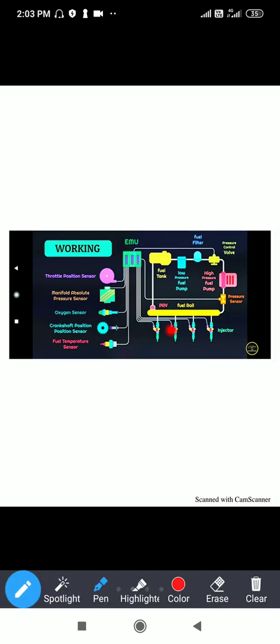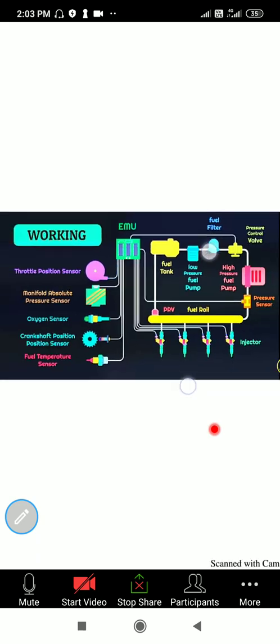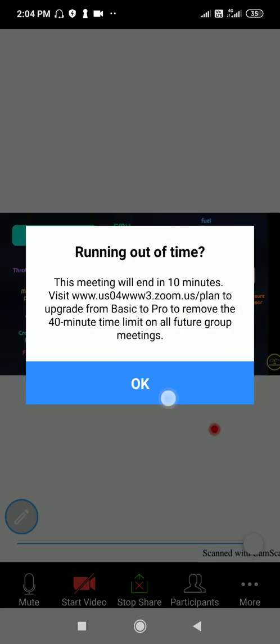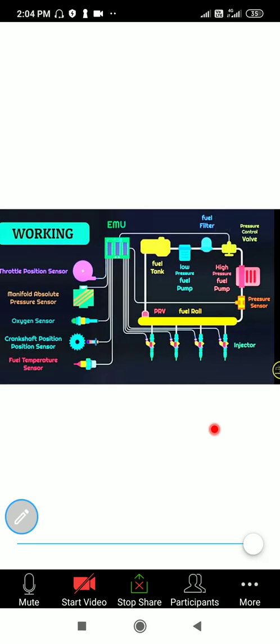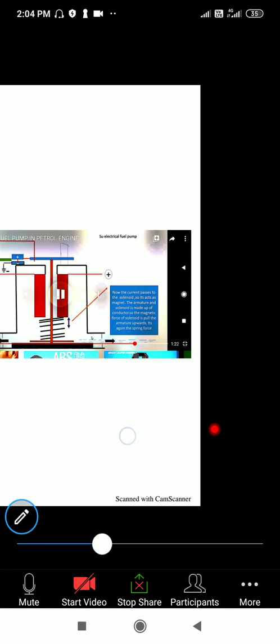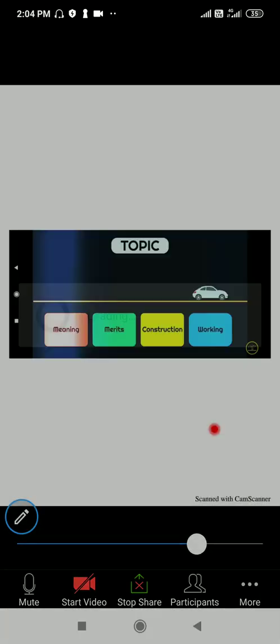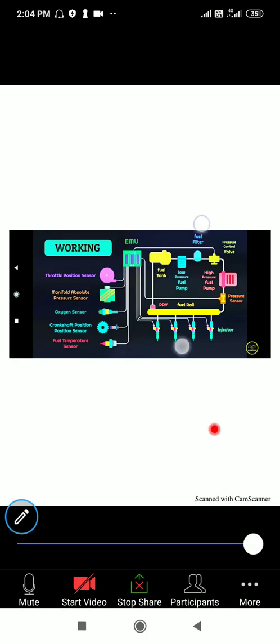Now you can see, so see dear students, last 10 minutes are there. I will go fast, otherwise we are unable to cover the pumps. One more pump is there.